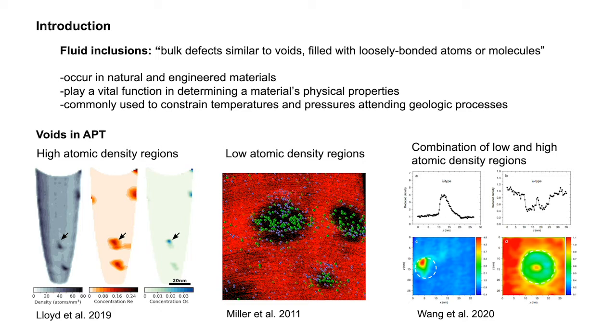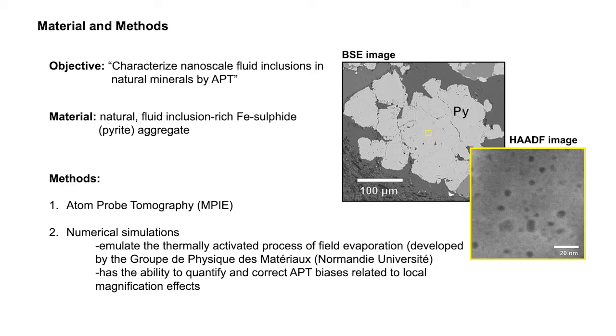However, characterizing void-like features in APT brings many challenges due to ion trajectory aberrations. For example, Lloyd et al. 2019 documented voids as high atomic density regions in APT reconstructions, whereas Miller et al. 2011 documented voids as low atomic density regions, and Wang et al. 2020 as a combination of both low and high atomic density regions, with a high density in the center of the feature. In this study, we aim to characterize nanoscale fluid inclusions in natural minerals using atom probe tomography.